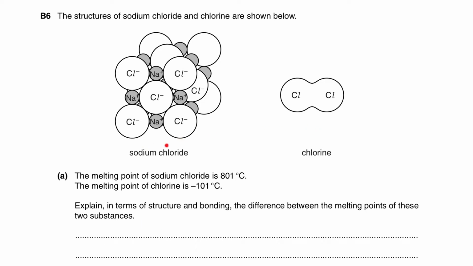Because of their different structures, they have different bonding. So how are their structures different? Well, on the left hand side, we have an ionic structure. It's held together by these strong ionic bonds, so strong forces are holding it together. Hence the melting point is really high, and you can see that it's really high.